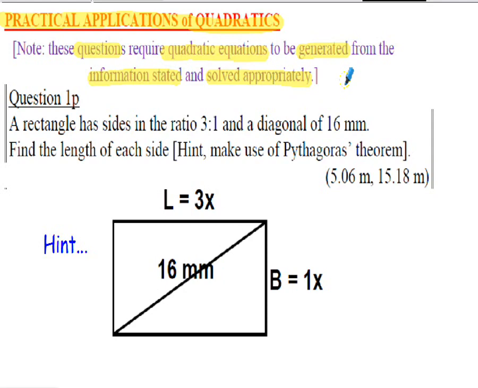So if you're struggling with these questions, you won't be alone. But the more you do of these questions, the more you see the patterns involved here, and the range and the type of equations you can be asked. So let's consider question 1p.